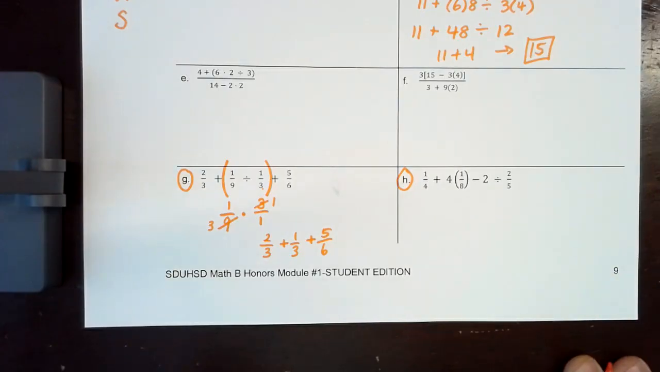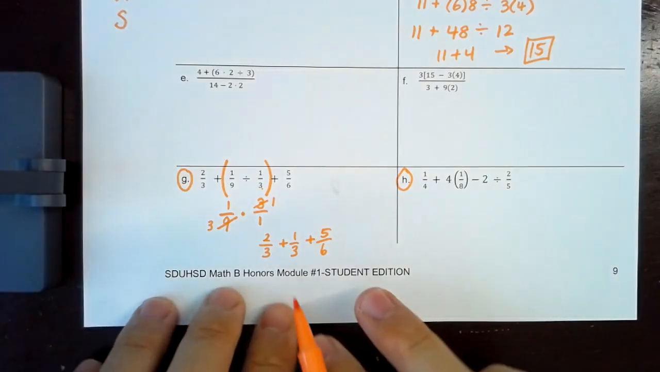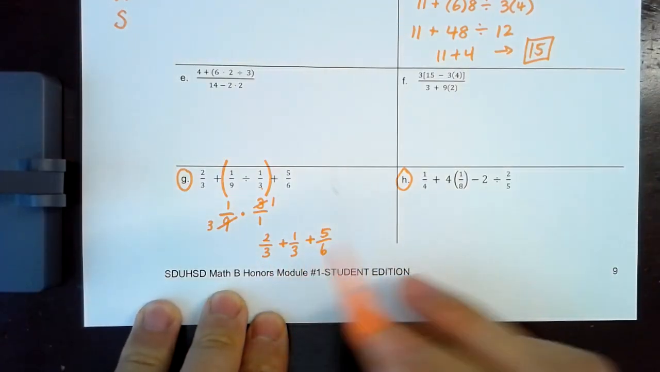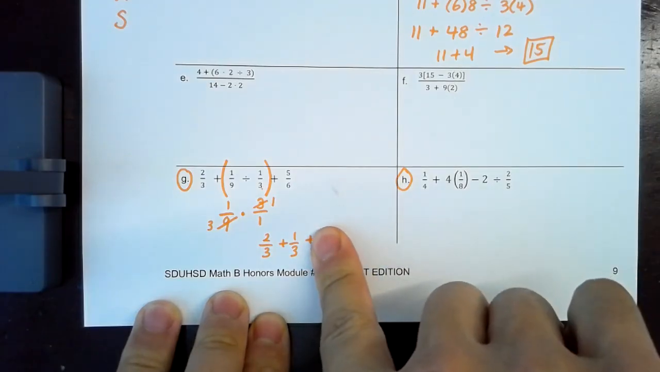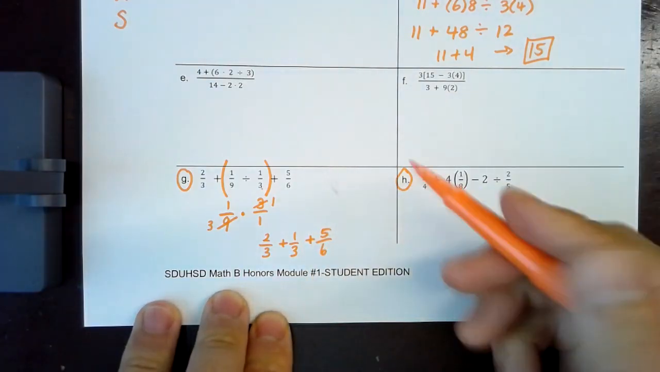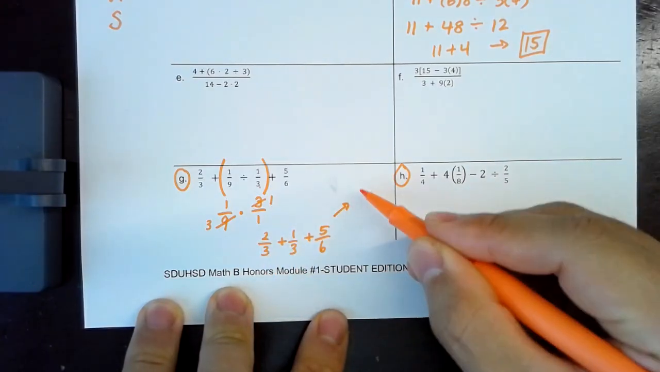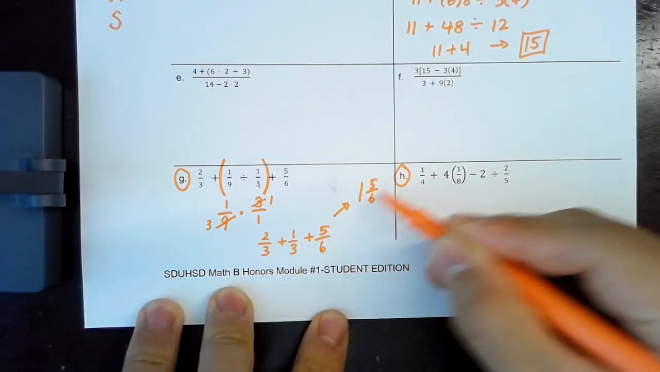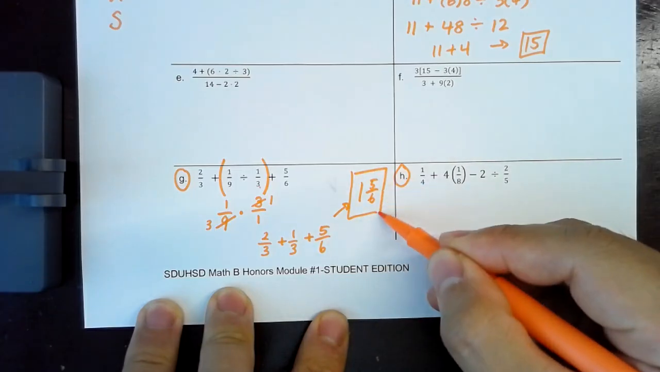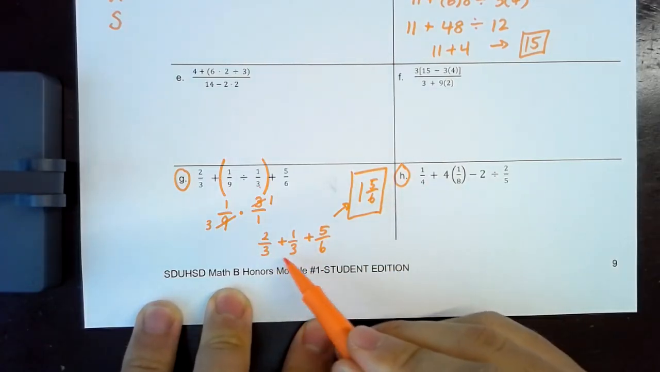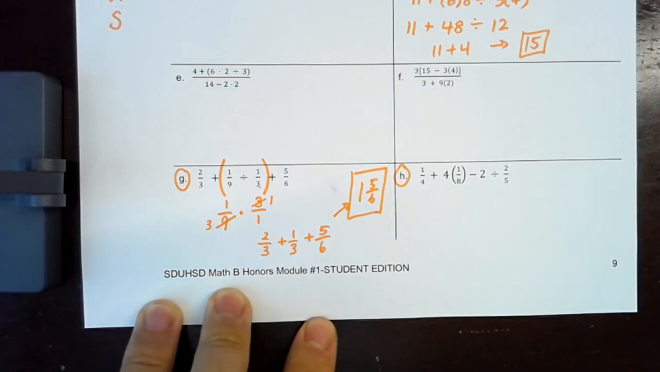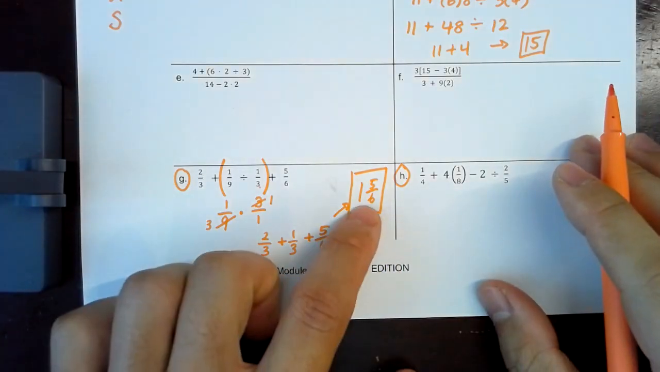So there are shortcuts to this. You definitely don't need to necessarily make this a common denominator because you know that 2/3 plus 1/3 is already 1. So if you already know that this is 1 whole, you kind of already know that this is 1 and 5/6. Right? Because 2/3 plus 1/3 is 1 whole. And 1 whole plus 5/6 is 1 and 5/6.